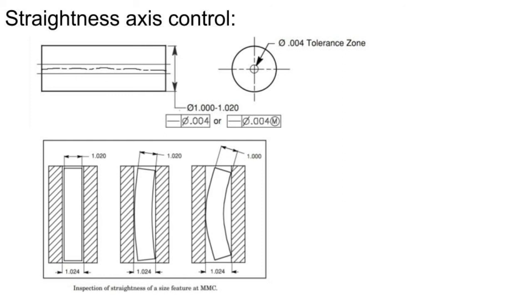Let's see how to inspect straightness applied to the axis. First, the size feature of the part is measured to verify it falls within its limits of size. Then, straightness of a size feature specified at MMC can be verified by placing the part in a functional gauge. If the part goes all the way in the gauge, then it is a good part and the part is acceptable. Straightness specified at RFS can be verified by taking differential measurements on opposite sides of the part with a dial indicator. This determines how much the median line varies from a perfectly straight axis.